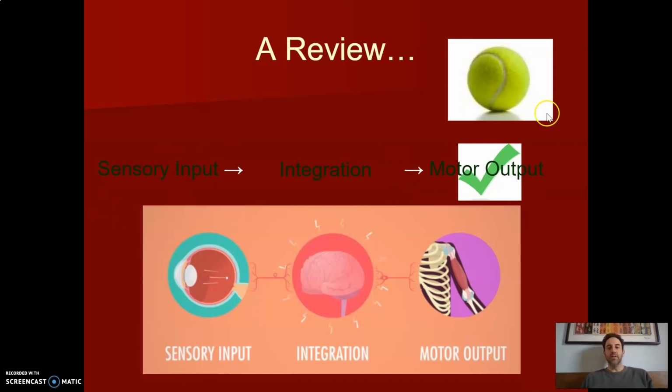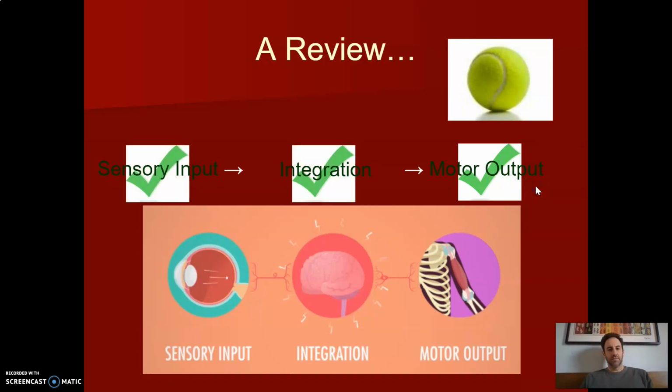And now we understand how the nervous system sends signals to your muscles and causes the muscles to contract, and how those muscles pull on bone to generate movement. Sensory input, integration, motor output. Is that amazing, children? That's amazing. I hope you're impressed. That's pretty cool. We've done a lot of anatomy so far already.